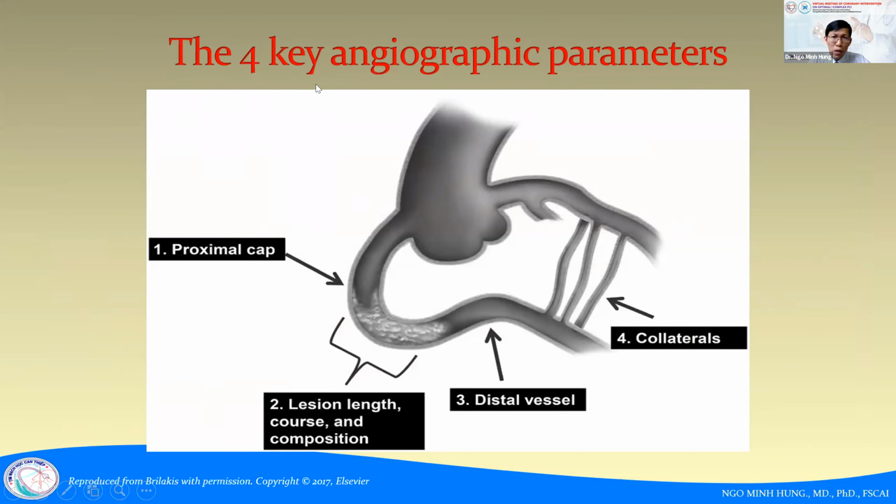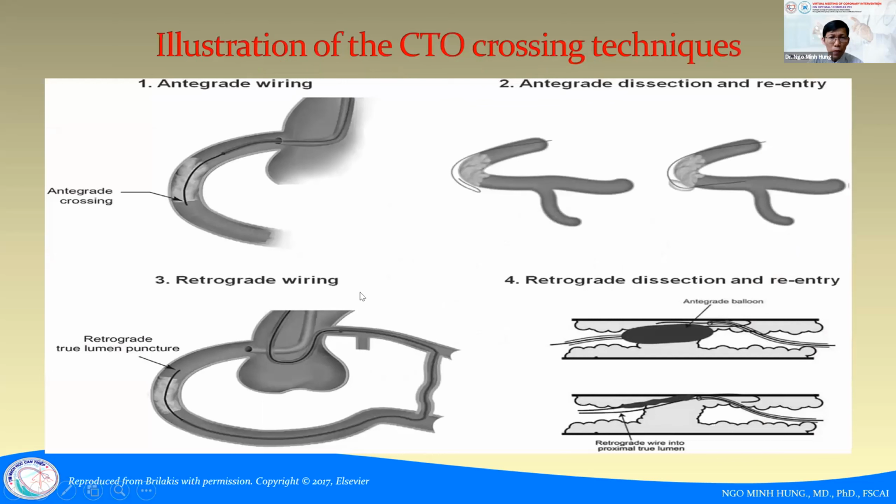So these are the four key angiographic parameters that we have to pay attention to. We have to look at the proximal cap, the lesion length, the course of the vessel, and the composition of the lesion as well, the distal vessel, and then the collateral.